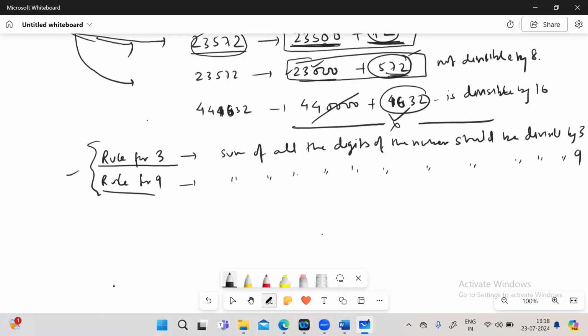So how do we explain this? Like how can we explain that this will always happen? So let me take a number, like I have taken 5427. I have this number. So this number can be broken into this.